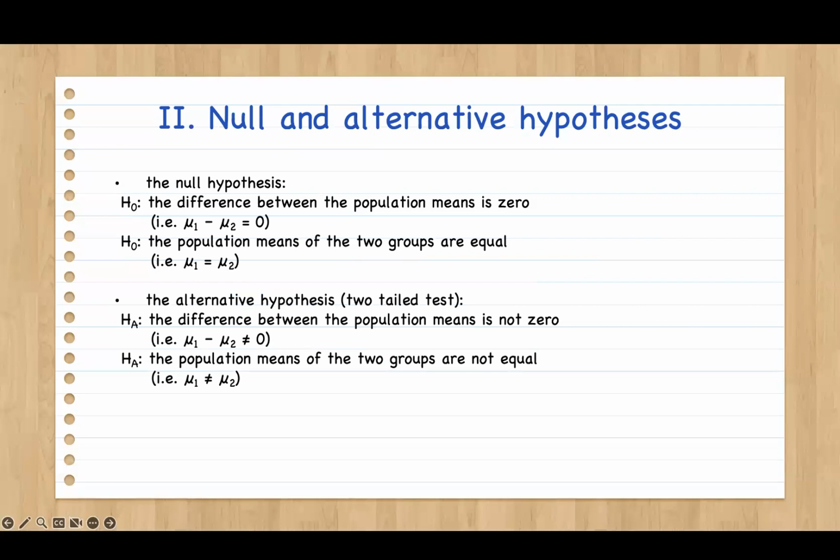So the null hypothesis for a t-test will be mu1 equals mu2, the population means of the two groups are equal. And the alternative hypothesis is the population means of the two groups are not equal. Or you can also rephrase them to reflect differences between the means, such that the null hypothesis is the difference between the population means is 0, mu1 minus mu2 equals 0. And the alternative hypothesis is the difference between the two population means is not 0.